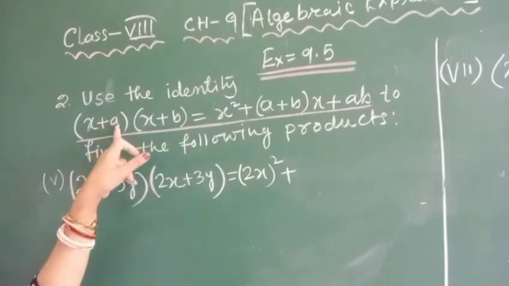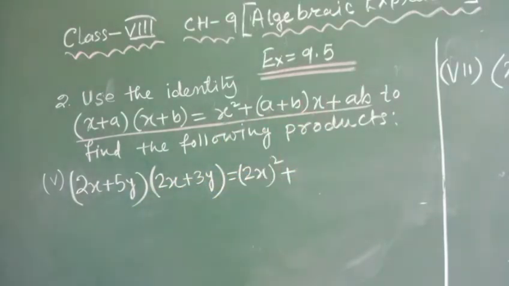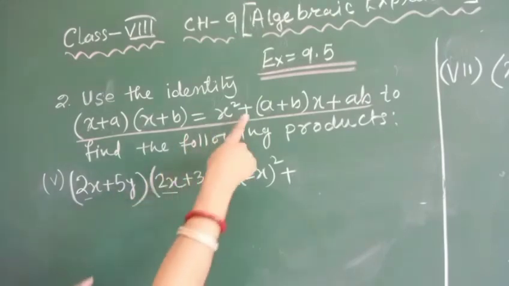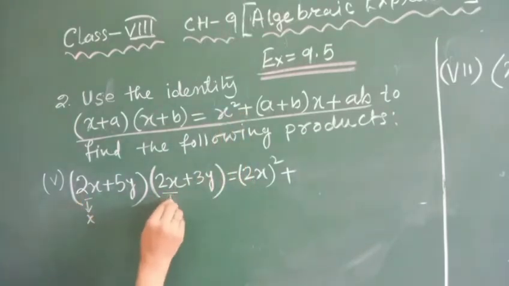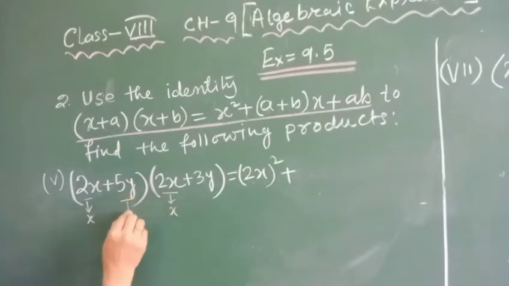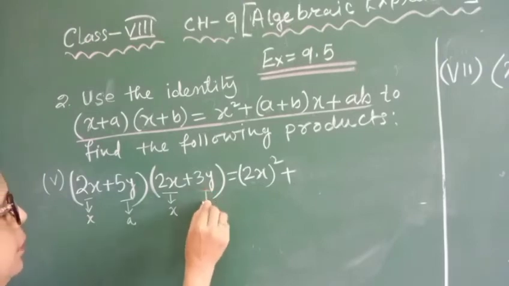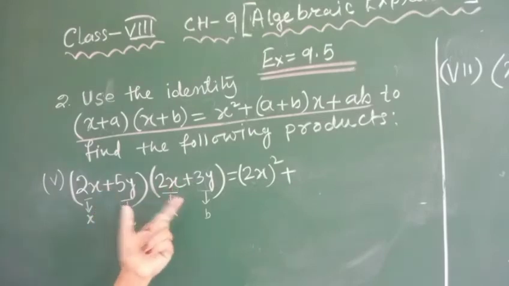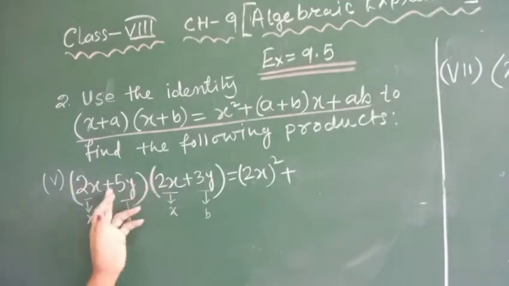By using this identity, x plus a into x plus b is equal to x square plus a plus b into x plus ab. Now, 2x, both the numbers are the same in the two binomials. So instead of x square we will write 2x square. Here we are considering 2x as x, and 5y is our a and 3y is our b. Both the signs are plus, so no need to use the second bracket and make them plus and minus. So do it directly because both of them are plus.